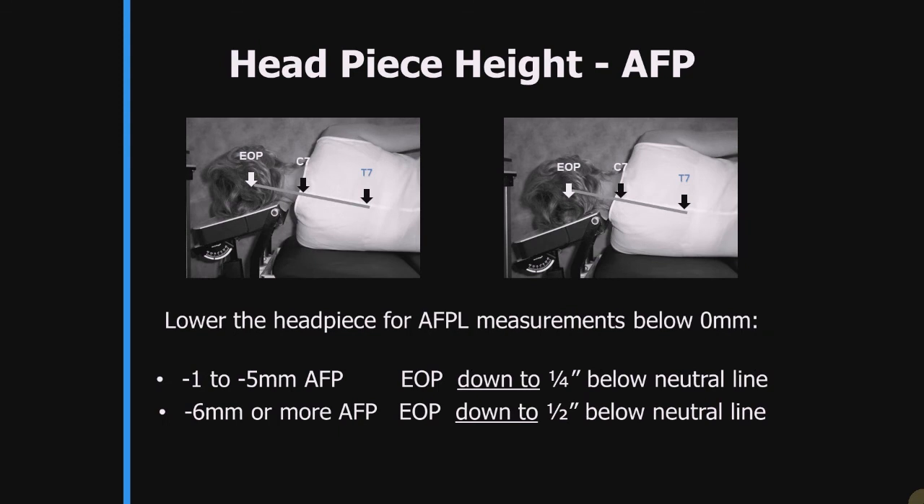If we have a lower AFP, then we will lower the headpiece. A -1 to -5 millimeter AFP would cause us to lower the headpiece height till the EOP was brought down to 1/4 inch below neutral spine line. And if the AFP is -6 millimeters or lower, then we will lower the headpiece till the EOP is down to 1/2 inch below the neutral spine line. We wouldn't want to go lower than 1/2 inch because it tends to destabilize the mastoid support as we lower the headpiece down further than that.